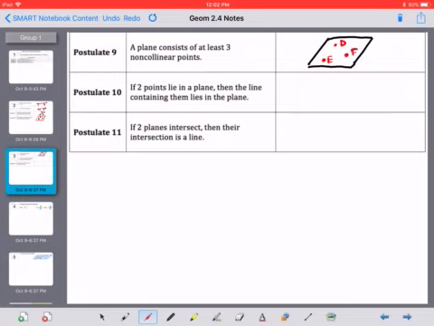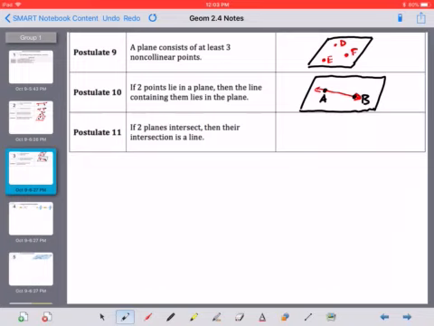All right, the last 2 postulates. Postulate 10 says if 2 points lie in a plane, so we draw 2 points and put them in a plane, then the line containing them lies in that plane. So this line also must be in that plane since those 2 points are in that plane.